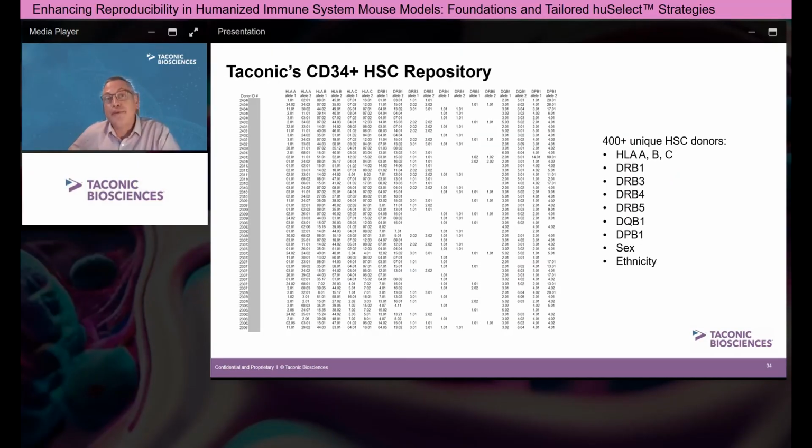At Taconic, we have assembled a repository of hematopoietic stem cells. Currently, our repository includes over 400 unique hematopoietic stem cell donors. I'm showing you here a snapshot of our inventory, including the typical detail that we have on HLA typing for each of these donors. Now, given that we have such a large repository, in general, we can usually match at least one allele for the major HLA loci, depending on how stringent your requirements are.